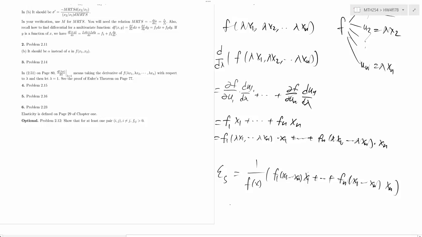Or in terms of the summation notation, this is 1 over f of x, sigma i goes from 1 to n, of fi times xi. And that's exactly what we are asked to prove.